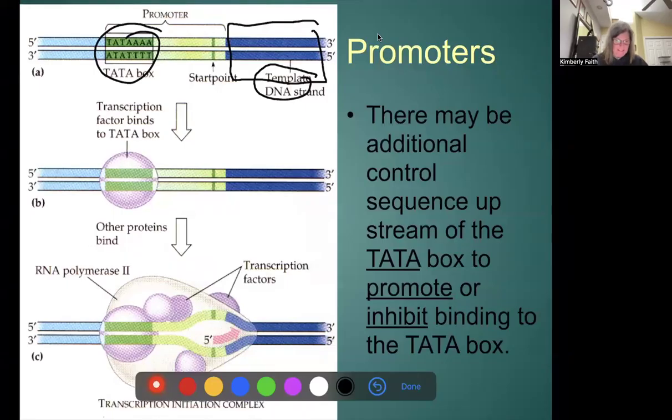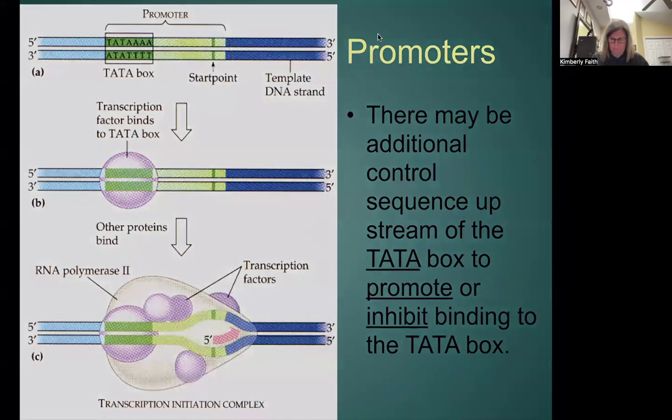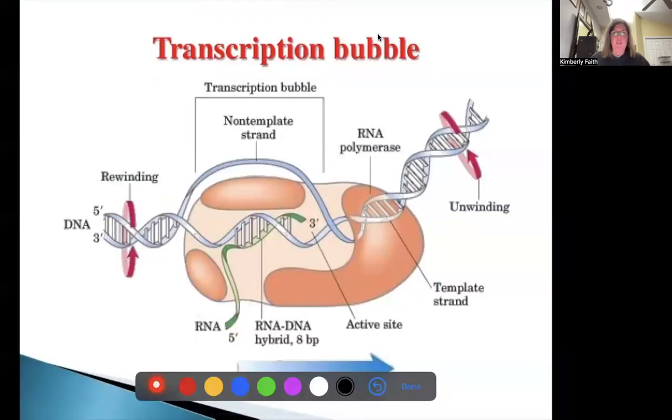Then we're going to have RNA polymerase come in once all these transcription factors, which you can see here, bind. It's going to unzip and open up a bubble so we can start copying our DNA. So here's that transcription bubble. We're going to unwind the DNA, open it up, and then copy our messenger RNA.